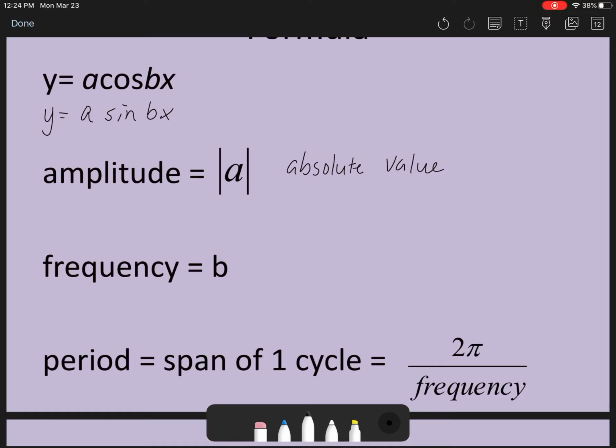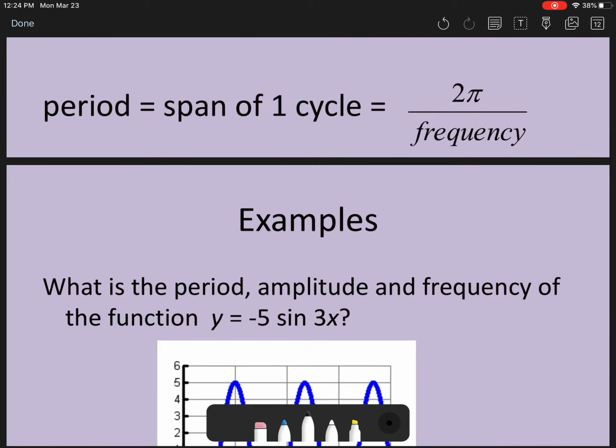And the period is a span of 1 cycle. Now, the period refers to how long it takes basically for you to get one full curve, whether it be for sine or for cosine. The way that we find that is we take 2 pi and we divide it by the frequency.